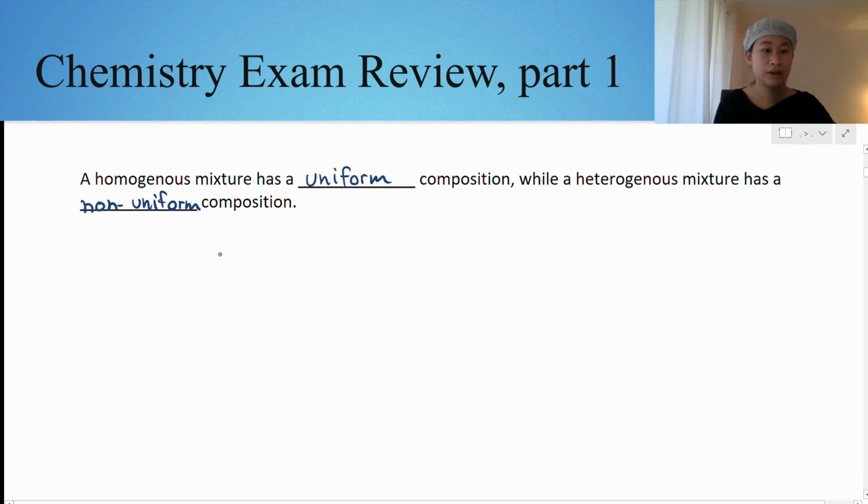Okay, remember that a homogeneous mixture can be like air, right? So you don't really see the differences. Everything has a uniform composition. While an example of a heterogeneous mixture is like soup with chunks of carrot, right? And there you can see differences in the mixture.